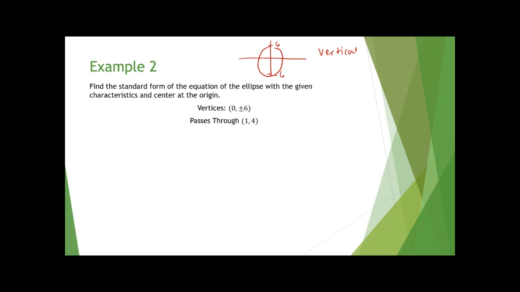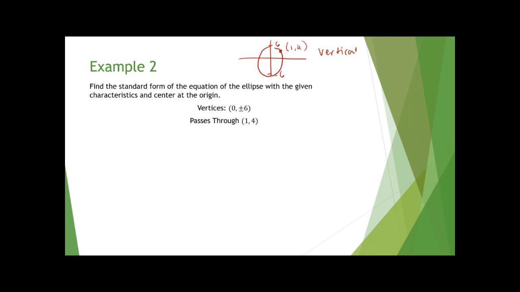Now they're giving us a point. It passes through 1, 4. Okay, this is not to scale, but I'm just putting that on the graph. So this is a little different because we have 1, 4, but what do you do with that? Well, let's start with what we know.